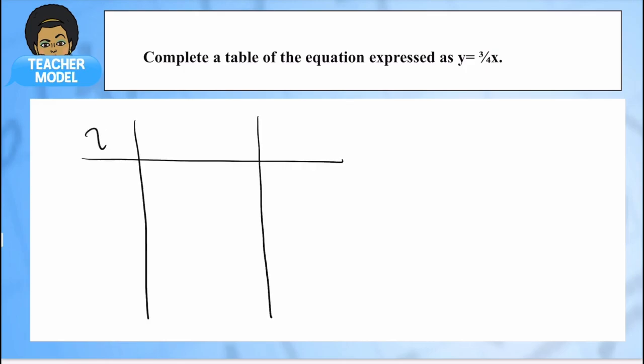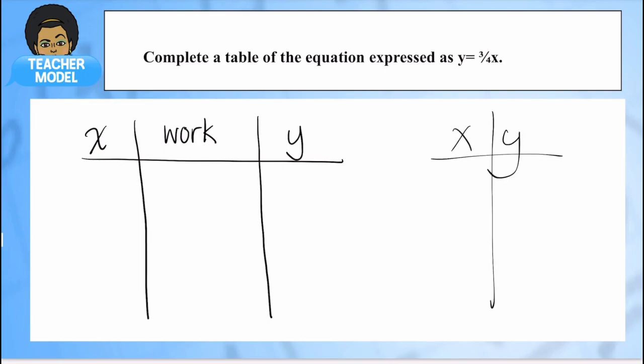On one end I'm going to put x, on the other end I'm going to put y, and then I'm also going to show you my work. This is what's going on in my head so that you can see it. Normally I would just write it as a 2-column table with just x and y, but I really want you to see what I'm doing so it doesn't look like magic. And we're going to just use that equation, y equals 3/4 x. So watch what I mean.